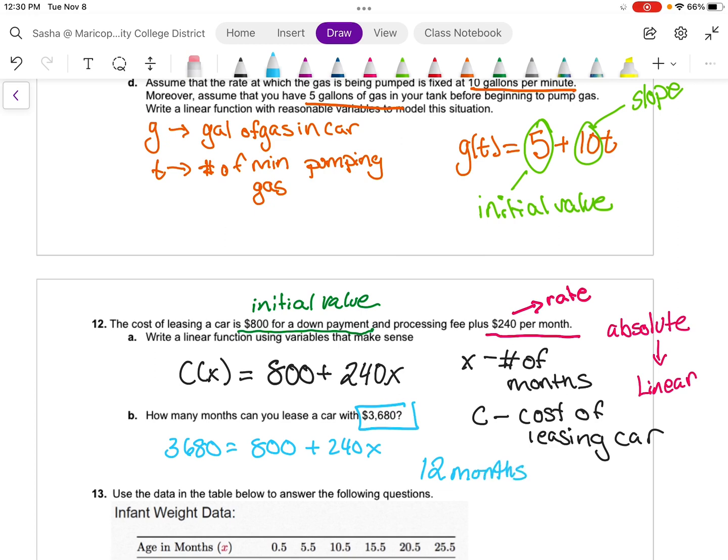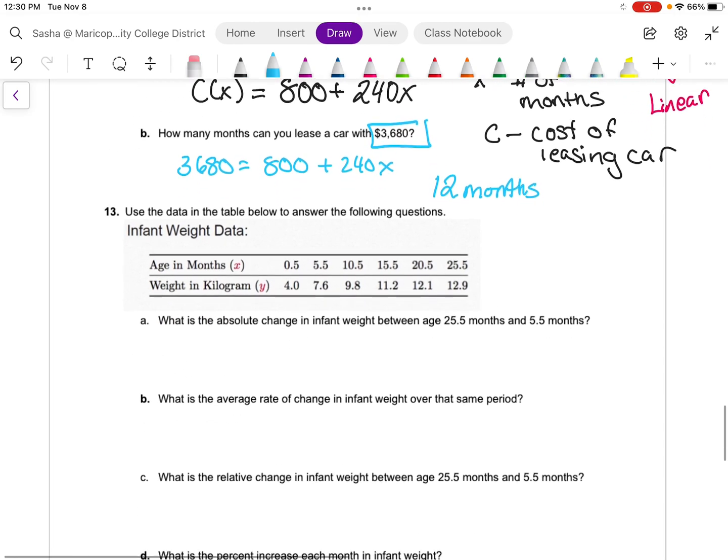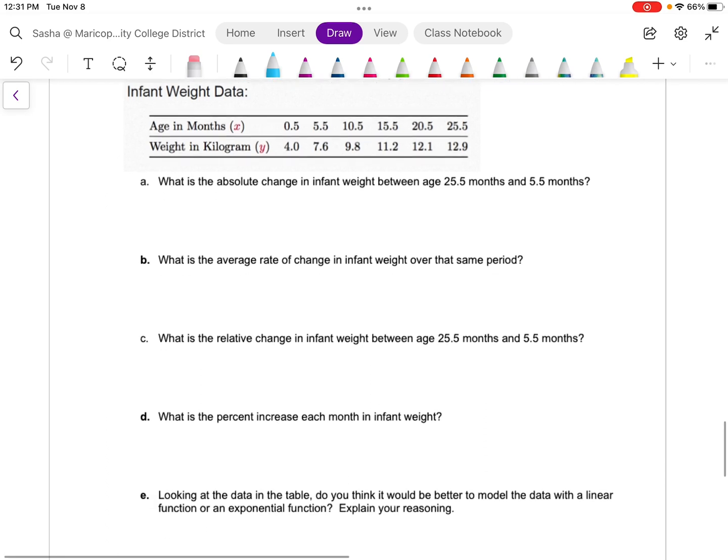All right, so on both of those past two problems, we were focused on linear functions. On this next one, we're going to be using data and going back to what we were doing at the beginning with absolute changes, relative changes, average rates of change, so going back to our types of change. And then at the end, thinking about what function we think would be the better one to use to describe this situation.